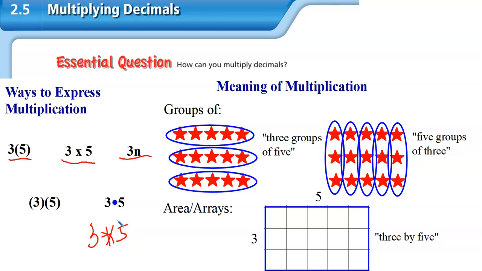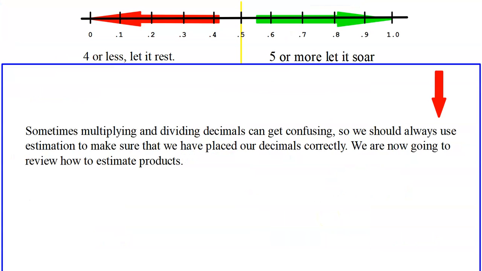So the meaning of multiplication either looks like three groups of five or five groups of three, right? This is called an array when you make groups like this. And then this is the area model where we have a square that's 3 by 5, which means we have 15 squares altogether.